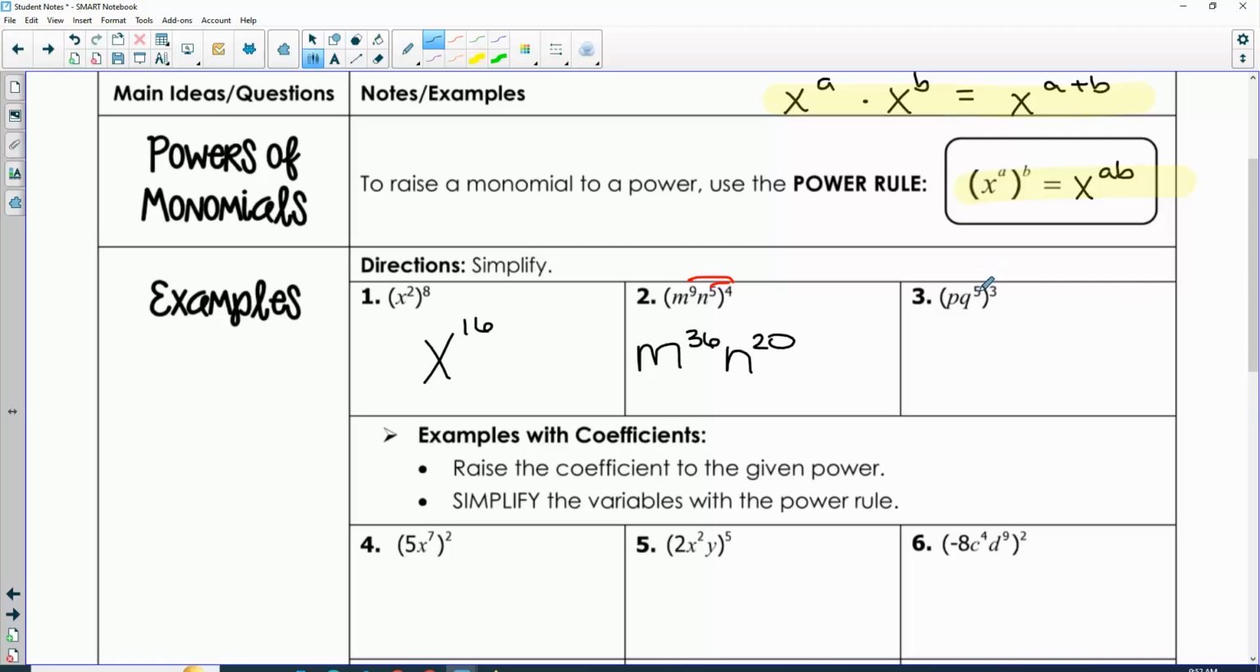All right, this one, p q to the 5th, cubed. We have 2 different letters. So that p, if there's not an exponent written, we assume it's 1. So we take the 3 to both of them. So for my p, 1 times 3 is 3. For my q, 5 times 3 is 15. So p to the third, q to the 15.